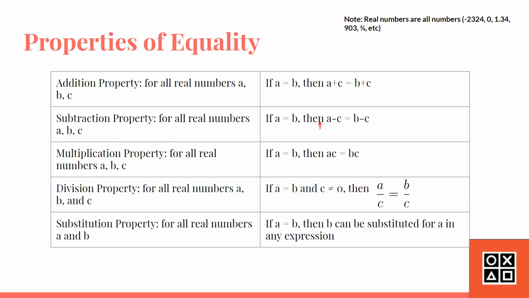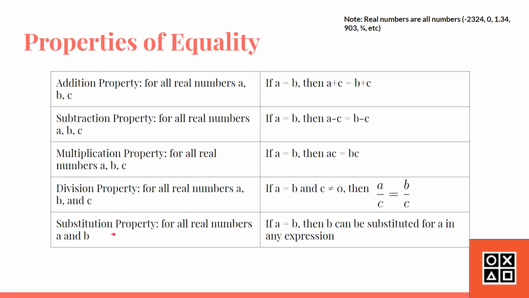Similar to the addition property are the subtraction property, the multiplication property, and the division property. Take notes on what these are. If A equals B, then A minus C equals B minus C. Similar to the addition property, but it is subtraction. Multiplication, if A equals B, then AC equals BC. Division, if A equals B and C is not equal to 0, because you cannot divide by 0, then A over C, or A divided by C, equals B divided by C.